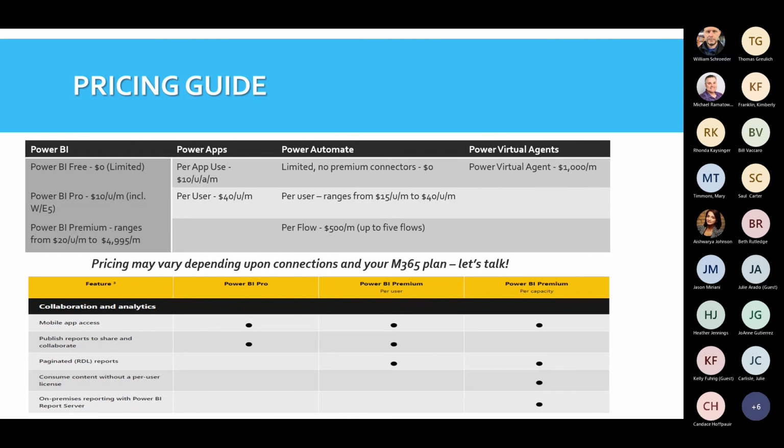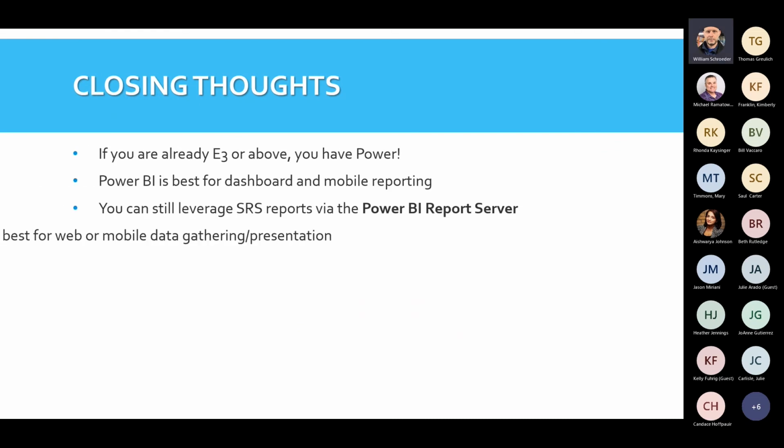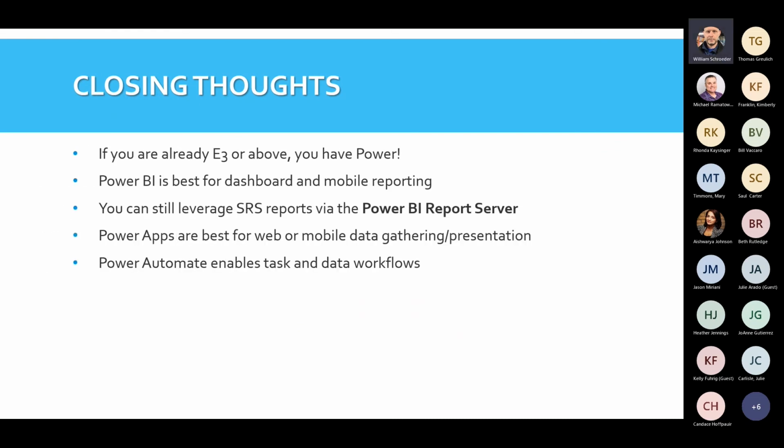Okay, I have about 5 minutes left. Some closing thoughts here. If you're on Microsoft 365 E3 or above, you already have Power. Power BI itself is best for graphical, mobile dashboard reporting. If you want the standard tabular type reports you get inside Report Writer or FRX, or even SRS, then you would need Power BI Premium to make that happen, as those are called paginated reports.